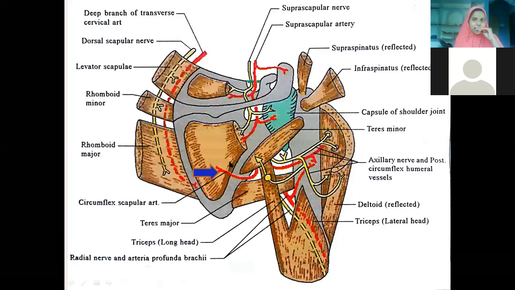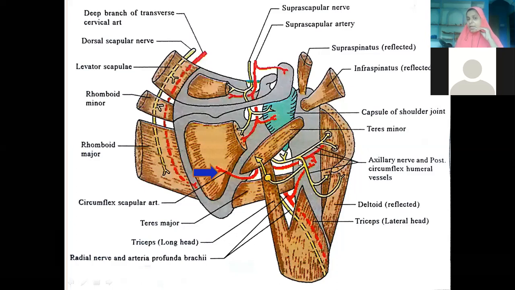So obviously, for this quadrangular space, the medial border is this one. So this is the long head of triceps, and laterally we have surgical neck of the humerus. Okay, so like this we have this quadrangular area. Okay, so in this quadrangular area, what are the structures crossing? You are finding posterior circumflex humeral artery.